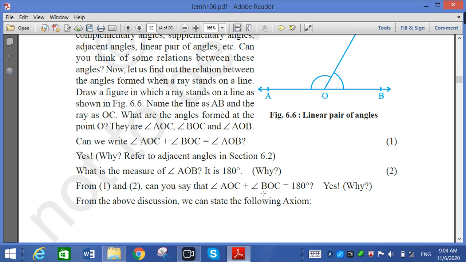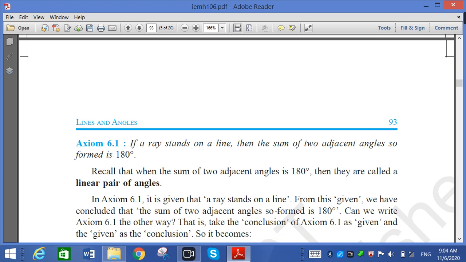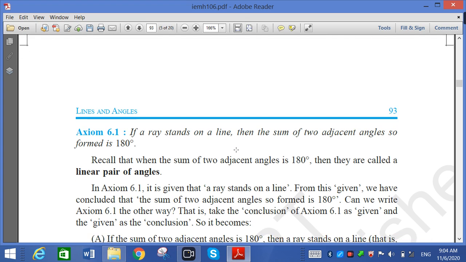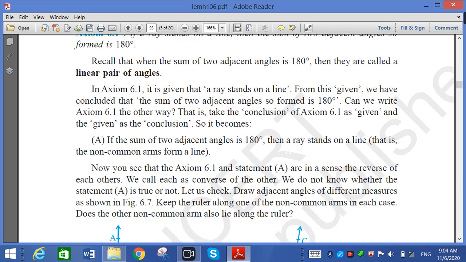Because the non-common arms are in opposite directions, so they make a straight line. A straight angle is always how much? 180. It becomes a straight angle, so it is 180. One axiom is there, it is not necessary to prove: if two rays stand on a line, then the sum of the two adjacent angles so formed is 180. So if the sum of two adjacent angles is 180, then they are called linear pair angles.